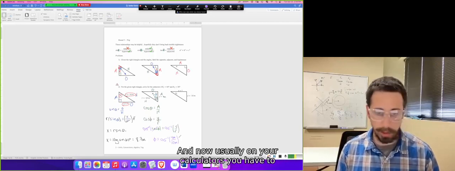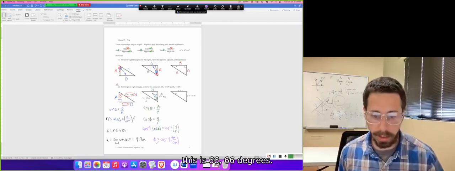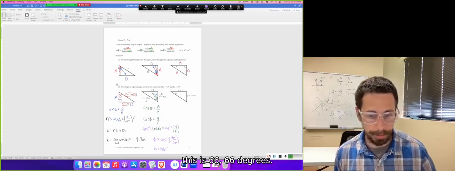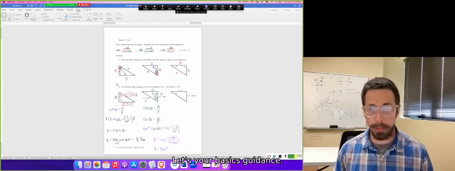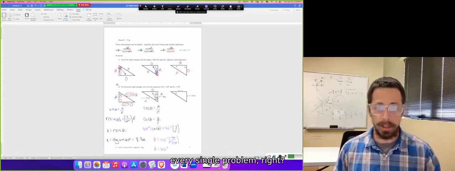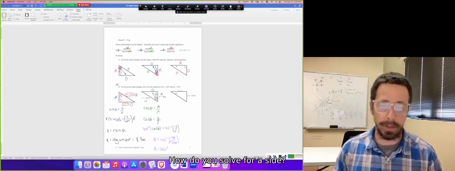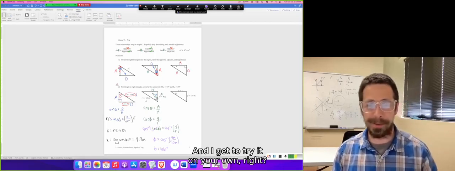And now usually on your calculators you have to push like second cosine. This is 66 degrees. Okay. Those are our basics, guys. I'm not saying that this is going to cover every single problem, but these are your basics. How do you solve for angle? How do you solve for a side? And now you get to try it on your own.